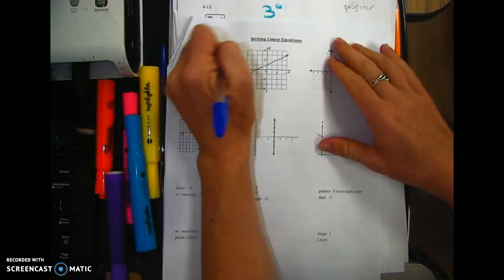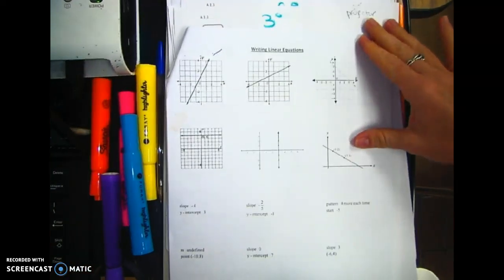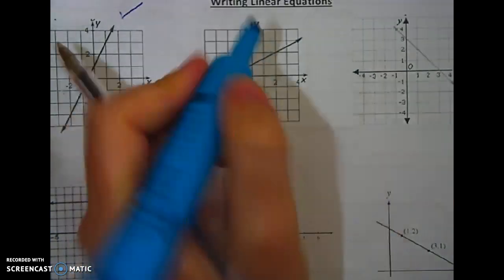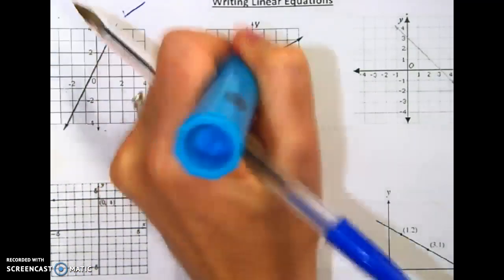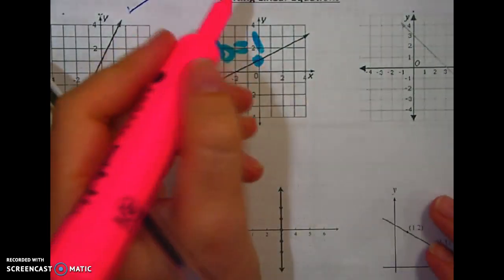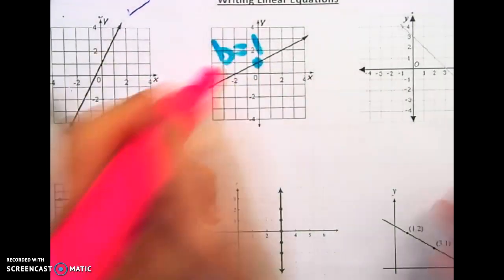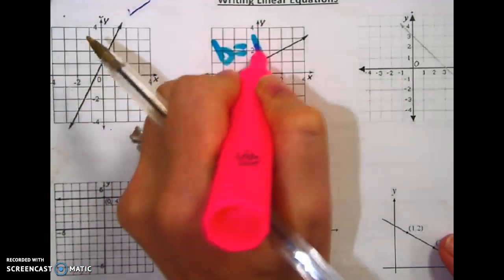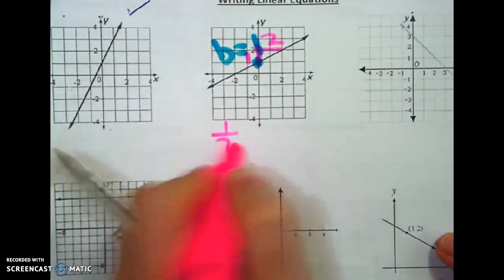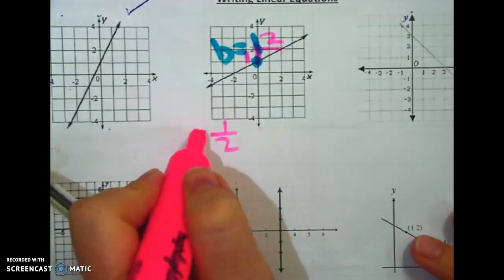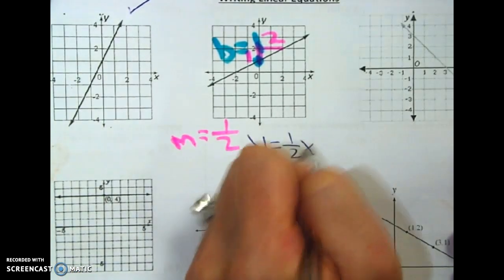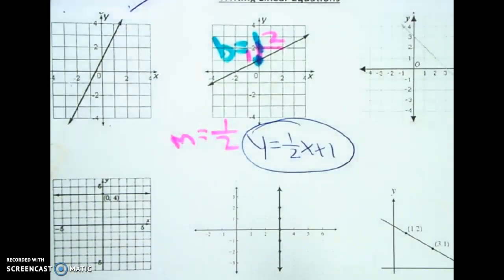All right, so you already did this one in class. So I'm going to do the next two. The first thing you do is you find your b, right? B is 1. And then you can either go up and right or down and right. Technically, I can go down and left, but going backwards is more confusing. So I go up 1 and right 2. And 1 over 2 is 1 over 2, and that's your m. Notice I did the pink and blue. y equals 1/2 x plus 1.